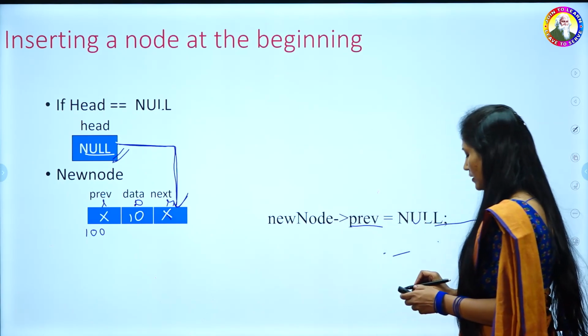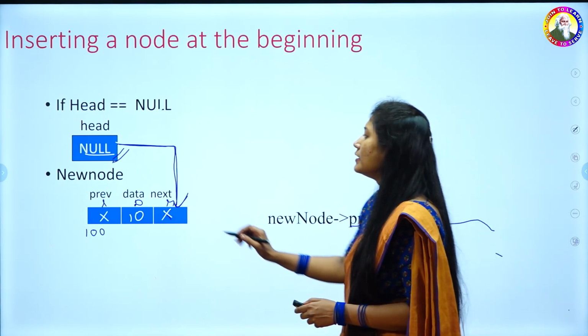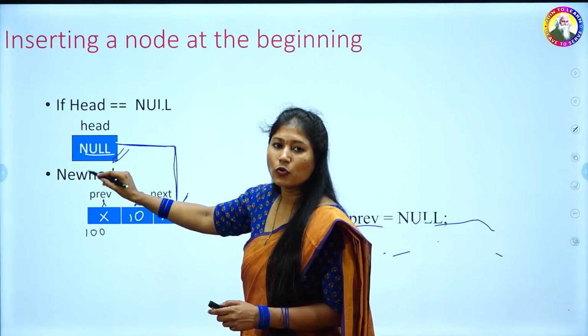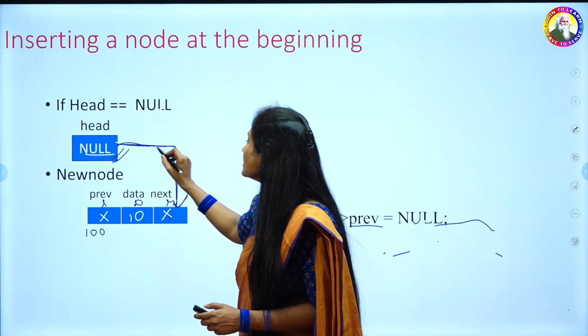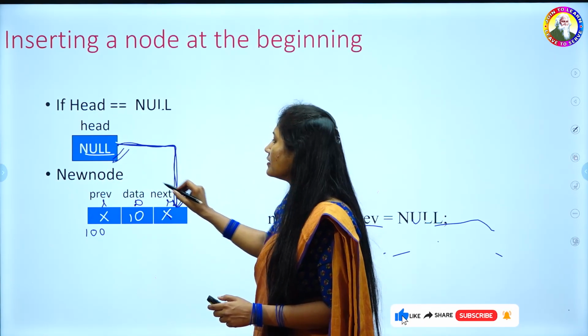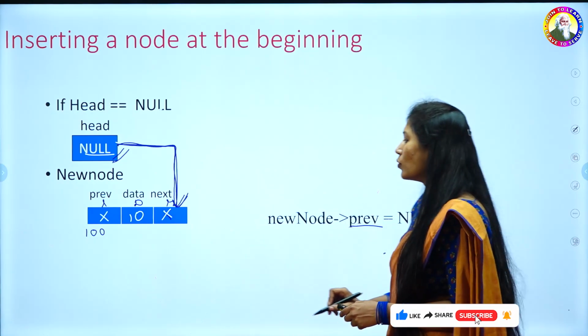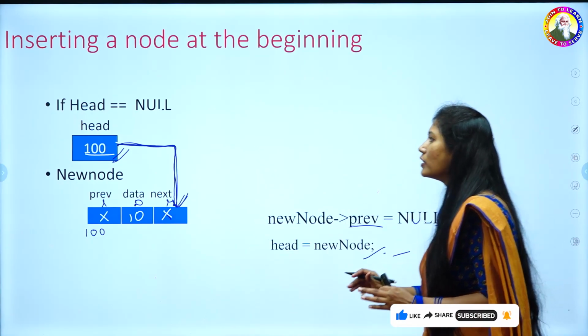If you add this one, if head equal to new node, initially the head value is null. Now what do I have to do? I should change this head node. I should connect this head node with the first new node element by writing head equal to new node.